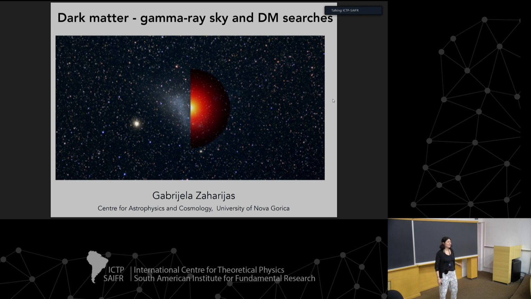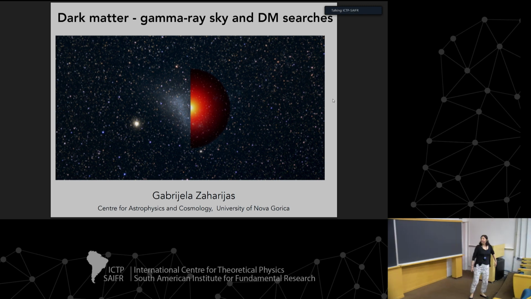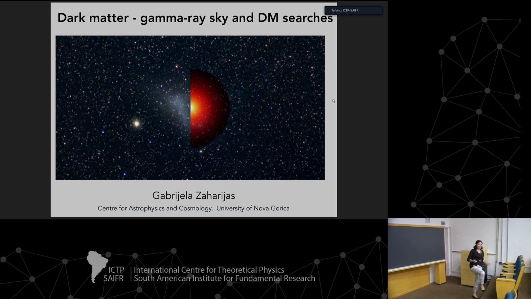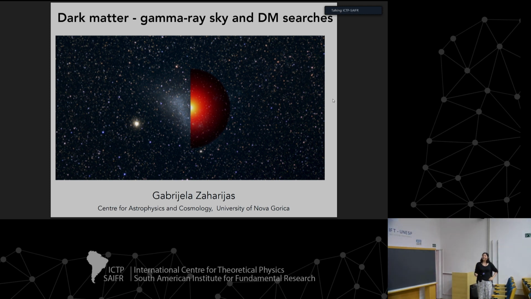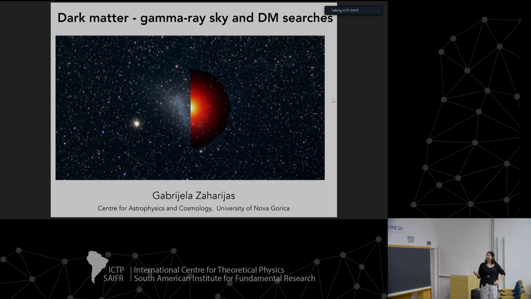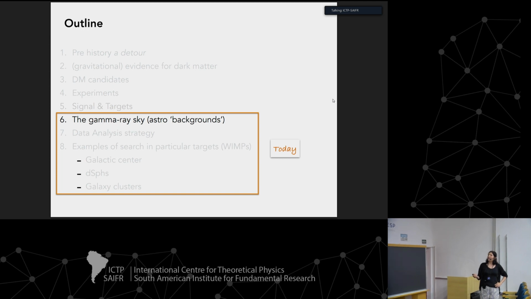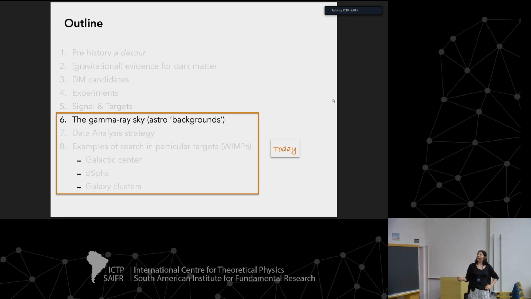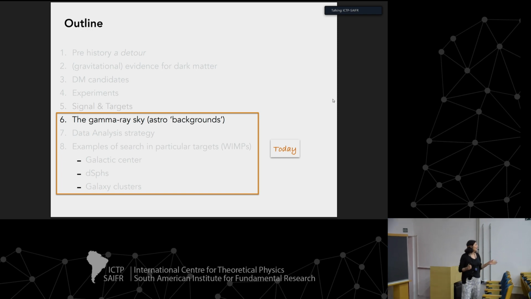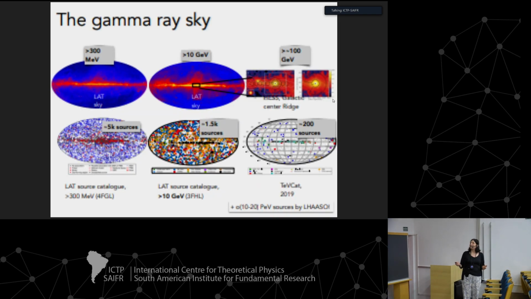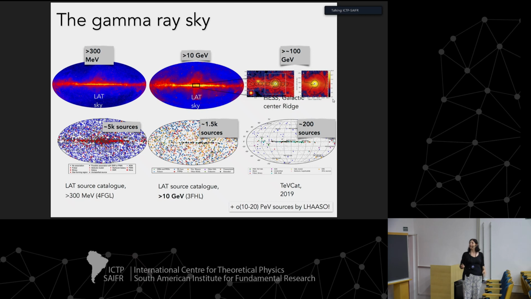Okay, better. Good. So this is the last lecture on dark matter. I will try to put together the things we talked about before to arrive at the current state of the art. First I'll tell you a bit about the gamma ray sky. What are the backgrounds for dark matter searches? This is something Franz and others already talked about, but I'll put it together in the context of dark matter search.